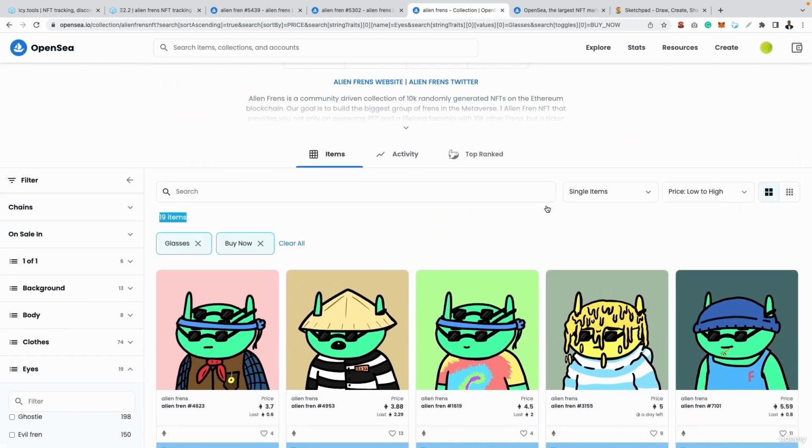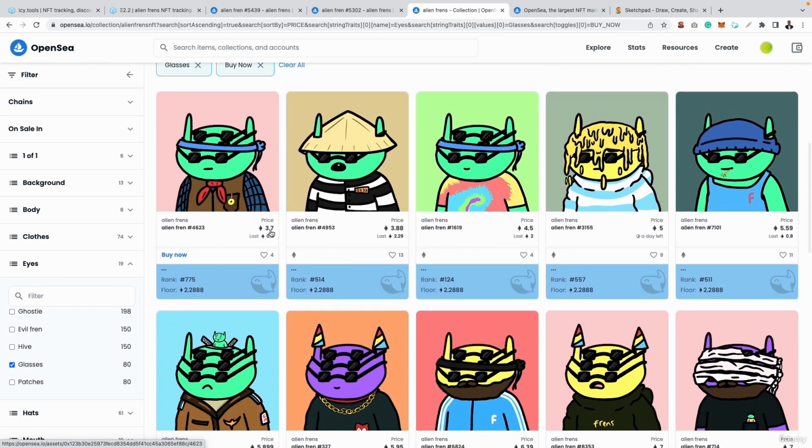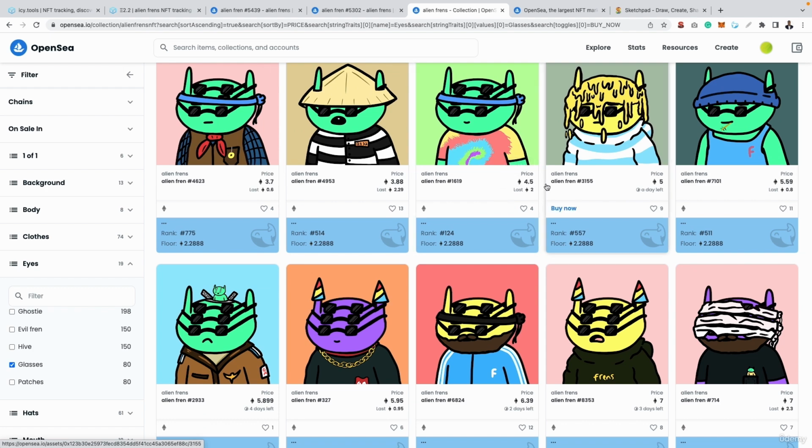So again, make sure that's set to low to high. We can see the cheapest one is 3.7, then it goes to 3.8, then it jumped up massively to 4.5. So potentially, if you were a betting person and you had a lot of money to spare, you could buy both of these NFTs and then list them for 4.4, right? Because you'd still be the cheapest on here and you'd be making a little bit of money.